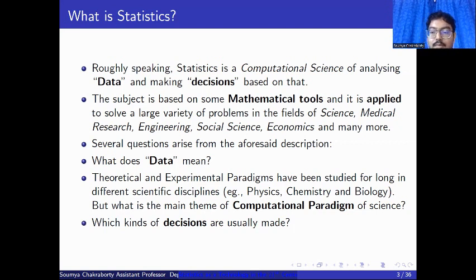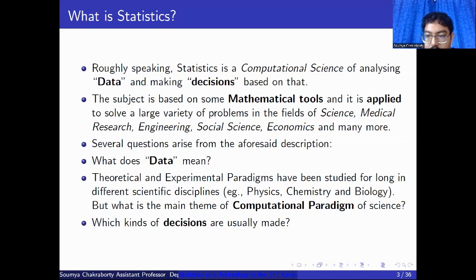So what is the main aim or main goal of statistics? Basically, statistics is a kind of computational science which aims to extract information from data, analyze that data and reach meaningful decisions based on that. Now, several questions arise from this. First of all, what is data, or what are data? Because we don't know whether data is plural or singular. Typically, data is used as a plural term. The corresponding singular term is datum, that means a single piece of information.